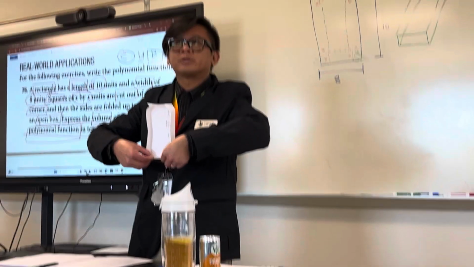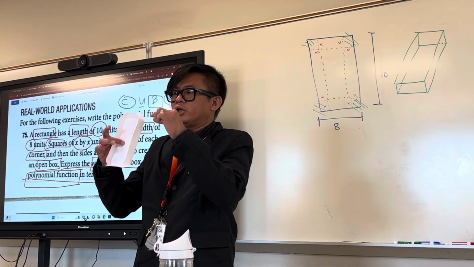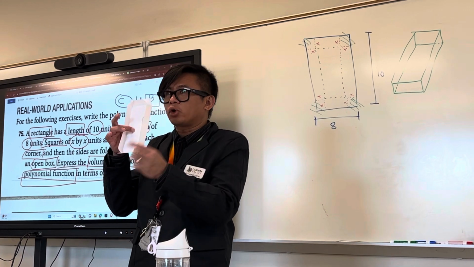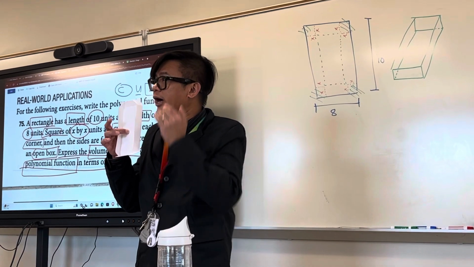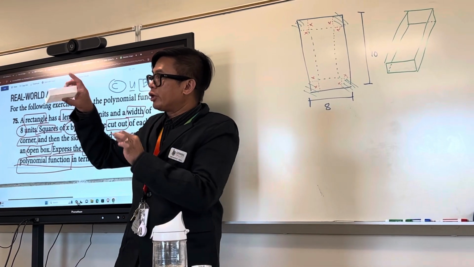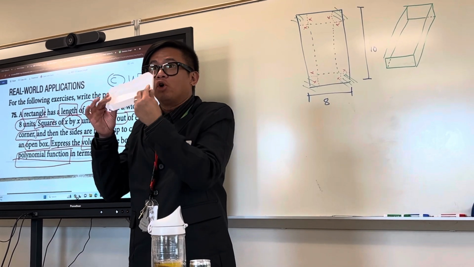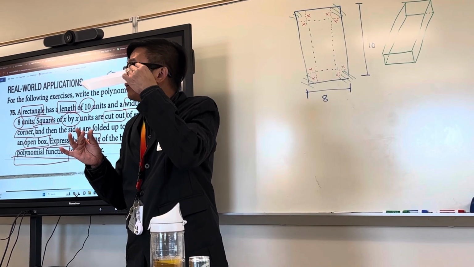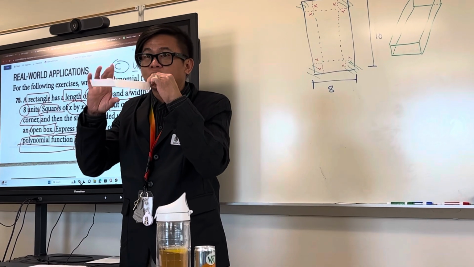Are we good? Got it? So if you cut a square in here on the four corners and you fold along those fold lines where you cut the squares, then you're gonna get something like this, right? An open top box. Are we good? All right. Now, what are the dimensions of this one now?